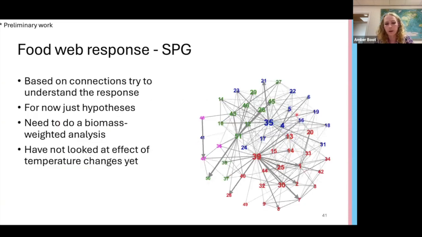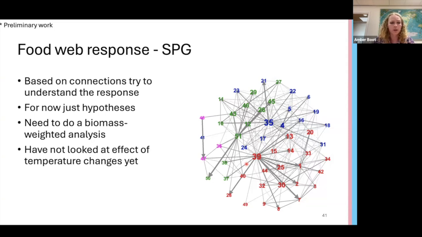And then I will look into the food web. So this is a representation of the food web. That is extremely complex. It's really difficult to make any sense out of it, so I'm trying to make sense out of it. For now, based on these connections, I try to understand the response. And I only look basically at the thickness of these connections, but I still need to do a biomass weighted analysis. And I also need to look at the effects of temperature changes.